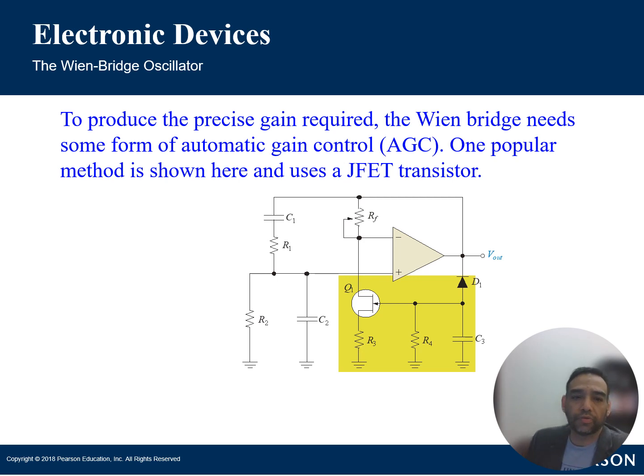And then again, to produce the precise gain required, the Wein bridge needs some form of automatic gain control. This is one popular method. If you look there in the yellowish-greenish highlighted area, they use a JFET transistor.